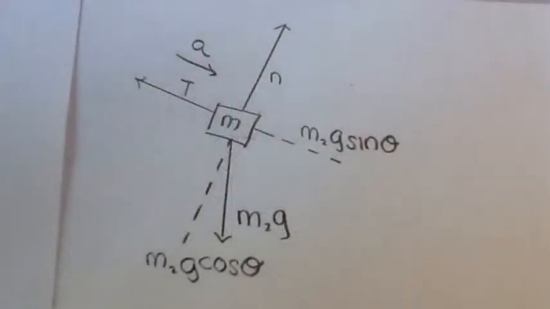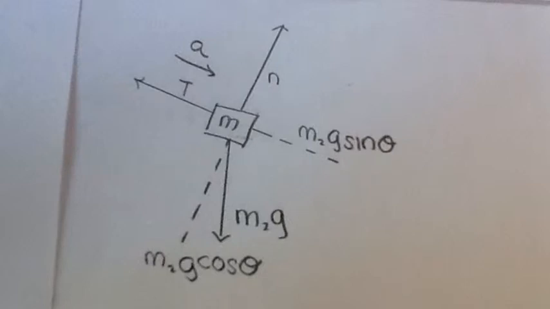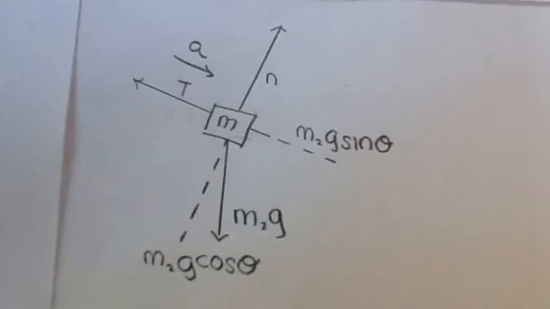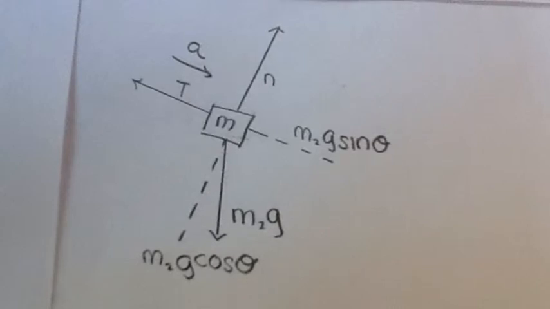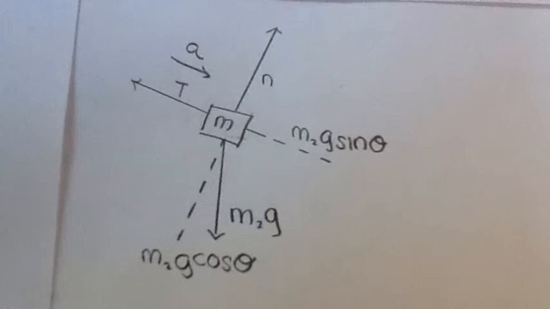The rectangular object, m2, has tension acting on it to the left. Gravity, denoted as m2g, acts downward on it. Because we are looking for the force of gravity with respect to the incline the object is on, we have m2g sine theta acting in the opposite direction of tension. Its acceleration is in the same direction as the force.